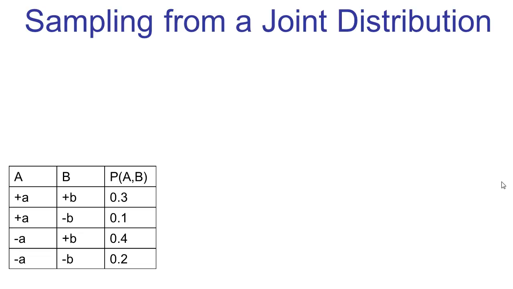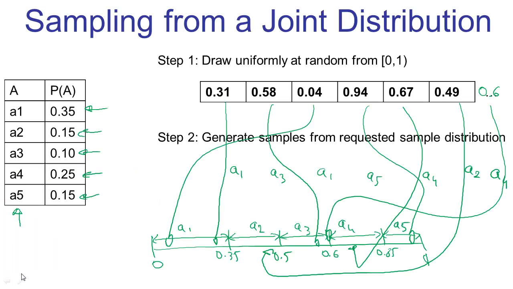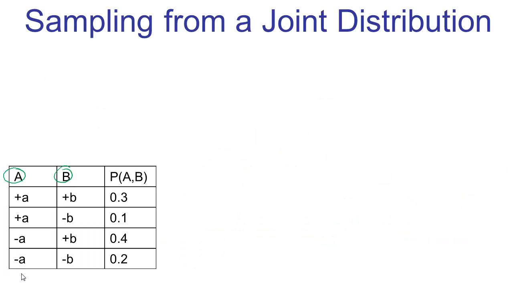Now let's look at how to sample from a joint distribution. We now have two random variables, A and B, and this is their joint distribution over here.